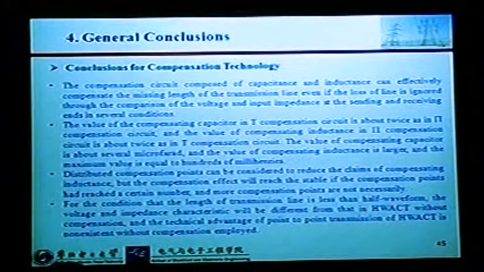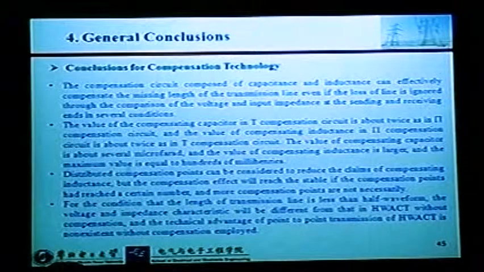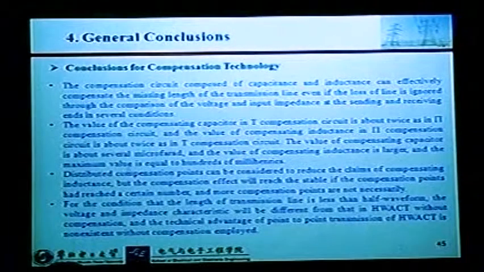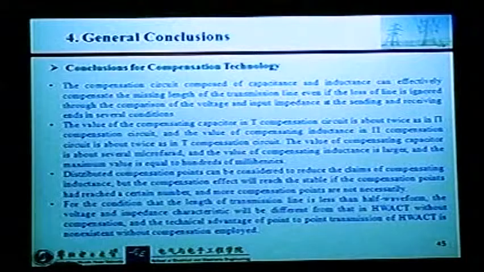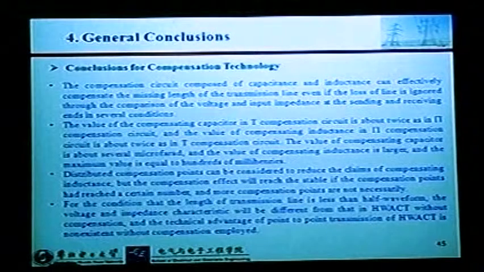Distributed compensation points can be considered to reduce the burden of compensating inductance, but the compensation effect will reach a stable level once the compensation points reach a certain number, and more compensation points are not necessary. For the condition that the length of transmission line is less than half wavelength, the voltage and impedance characteristics will be different from those in HWACT without compensation, and the technical advantage of two-point transmission of HWACT is non-existent without compensation.